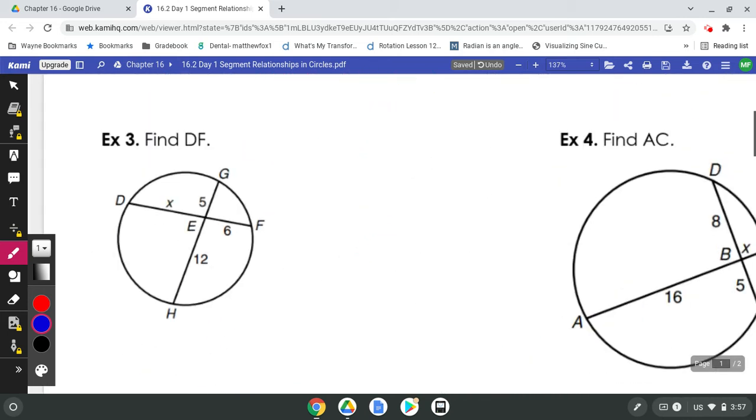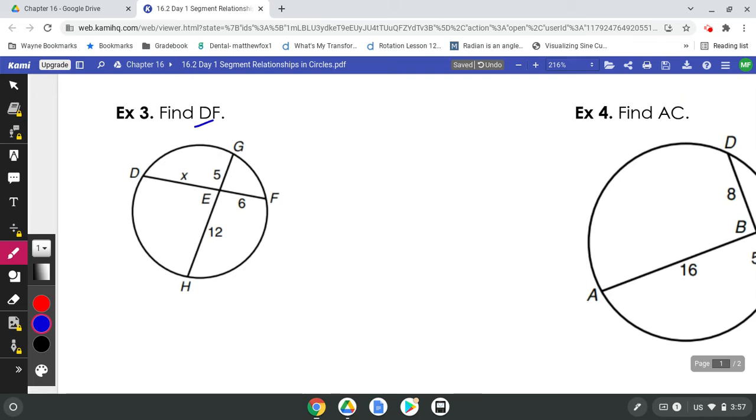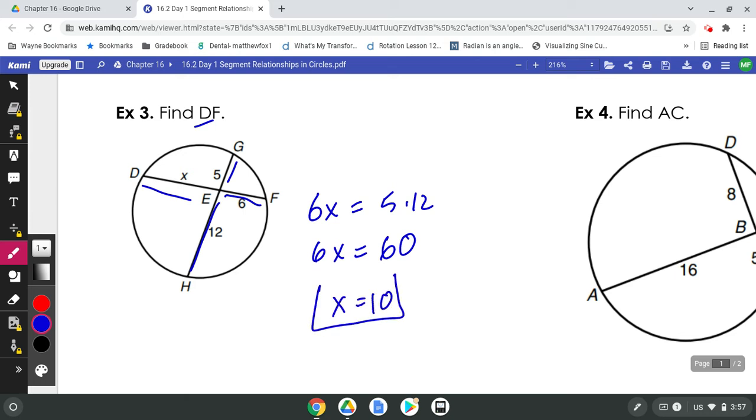All right, the next one. Same thing, except now we're looking for df as our final answer. But we started off the same, so 6 times x equals whatever 5 times 12 is. Once again, 6 right here, x. Meanwhile, 5 and 12, that makes up the other chord. 6x equals 5 times 12 gives us 60. We divide by 6, x equals 10, and we are good to go.